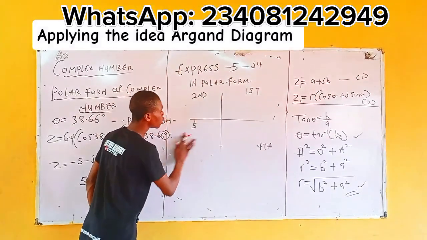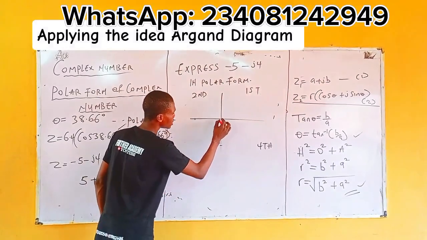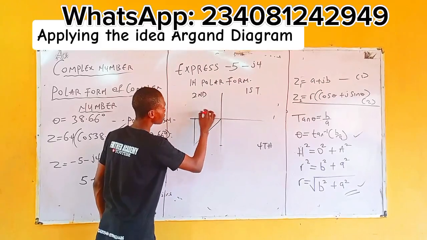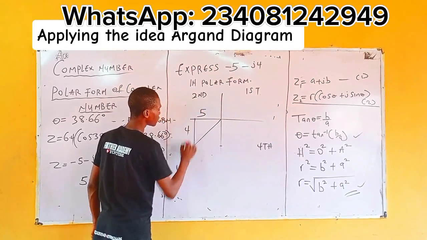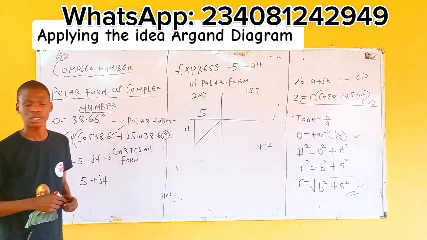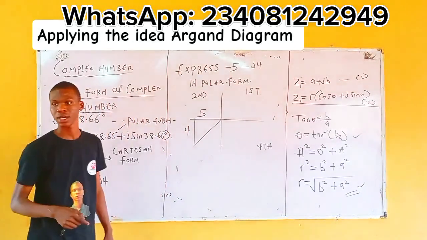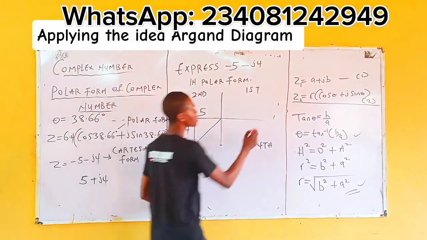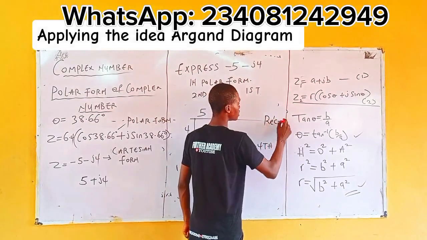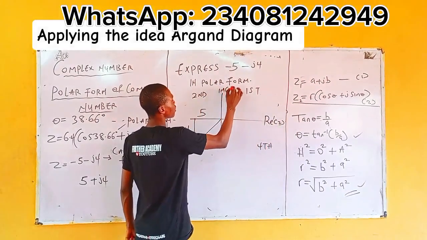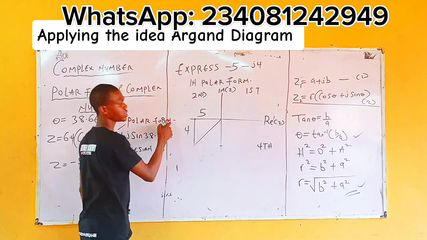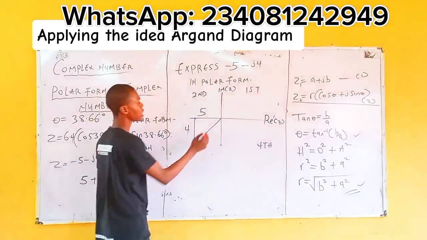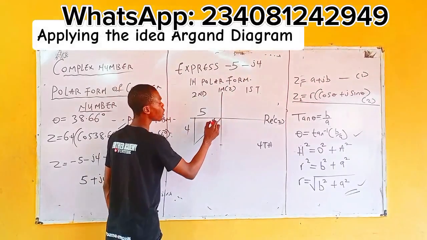Now, drawing your diagram, you then have something like this. This is 5 and this is 4. Agreed. Any question on that? This 5, -5. This is the real part of z. This is the imaginary part of z. -5, this is it. -4, this is it.